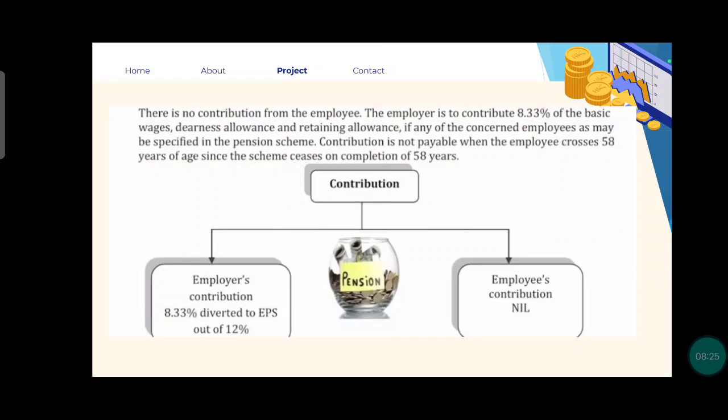Next, people say the employee also contributes, but this is not true. The PF is contributed by the employer and the employee, and the benefit is enjoyed by the employee. But for the pension scheme, there is no contribution from the employees. The employer contributes 8.33% of the basic wages, dearness allowance and retaining allowance. Contribution is not payable when the employee reaches 58 years, since the scheme ceases on completion. This is the diagram of it. The employer contribution is 8.33% and the employee contribution is nil.